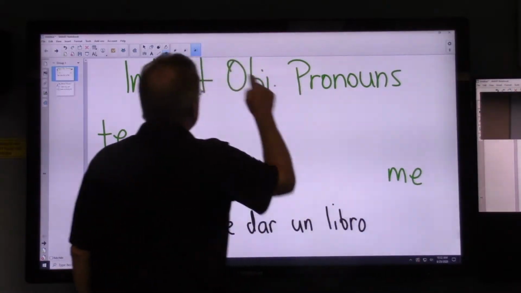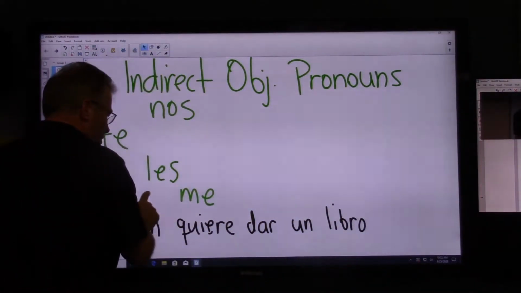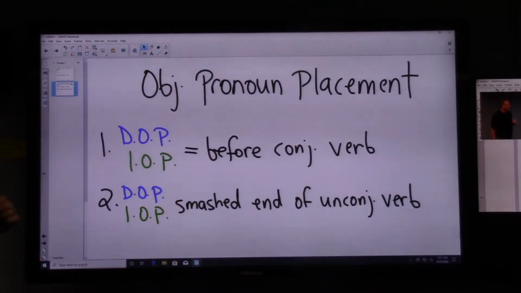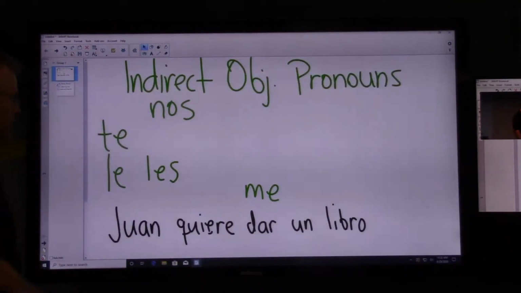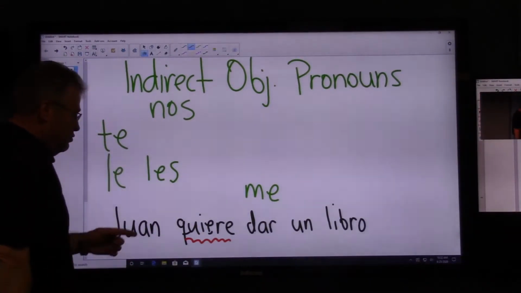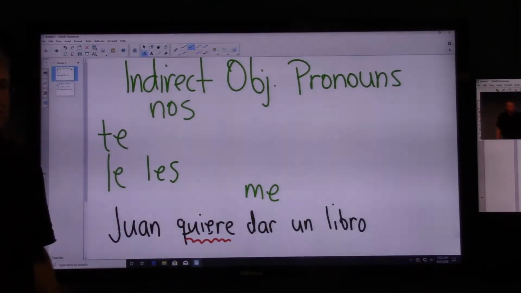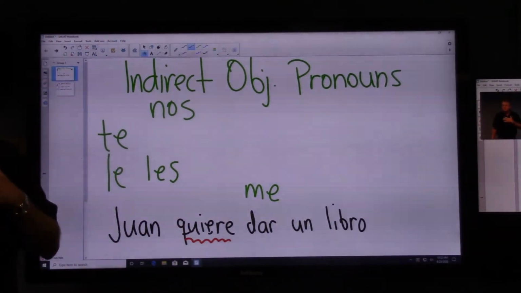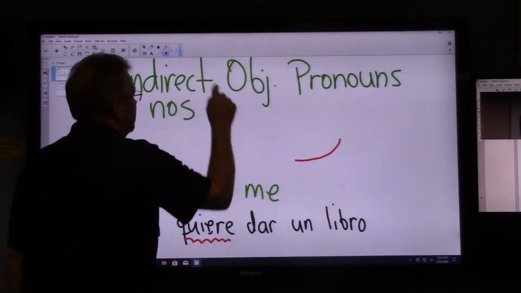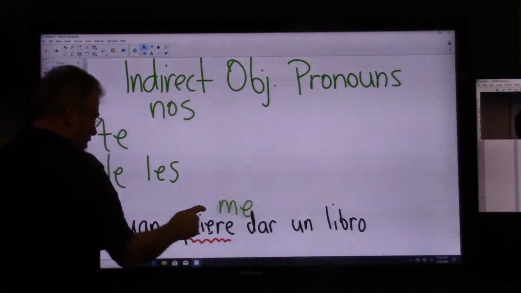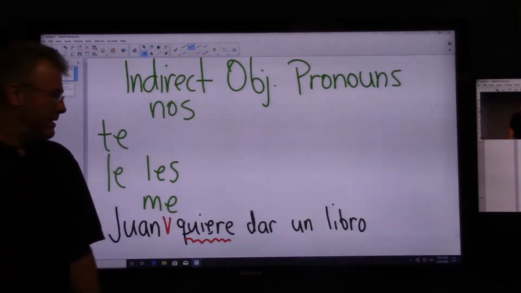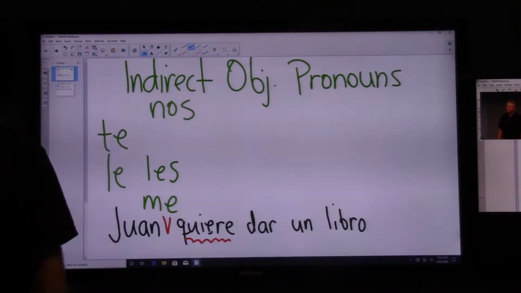Okay. Now the question is, where do I put it? Well, remember rule number 1. What was rule number 1? It's got to go before the conjugated verb. Do you see a conjugated verb anywhere up here in our sentence? The verb querer has been conjugated. Who wants? Juan wants. Juan quiere dar un libro. Juan wants to give a book. He wants to give it to me. So I place it before the conjugated verb, right there. Juan me quiere dar un libro.